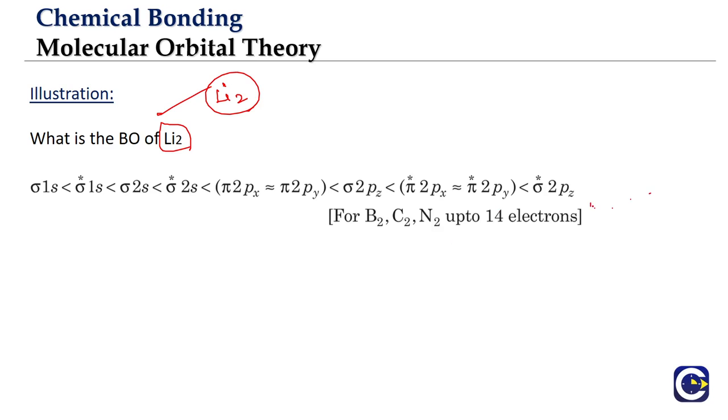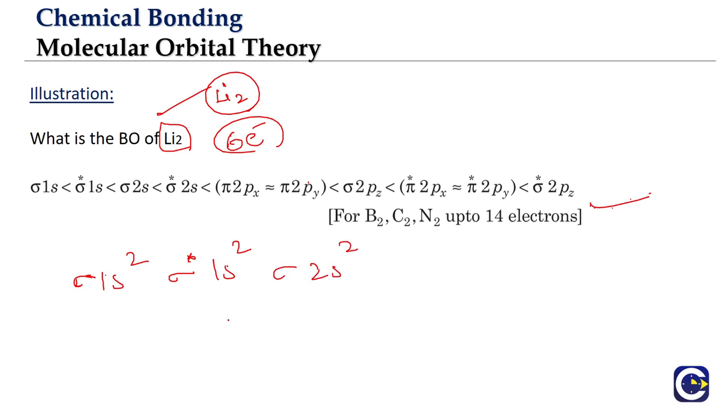Look at another question. What is the bond order of Li2? If 2 atoms of lithium form a molecule, what will be the bond order? Again we'll use the energy level representation of the molecular orbitals up to 14 electrons. Each lithium atom has 3 electrons, so 2 lithium atoms have 6 electrons. We have to arrange the 6 electrons. Sigma 1s will give 2 electrons, sigma star 1s will give 2 electrons, then sigma 2s will give 2 electrons. That is it.